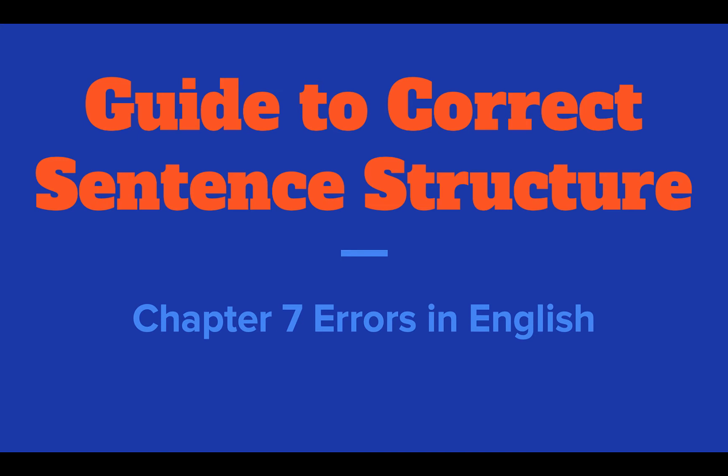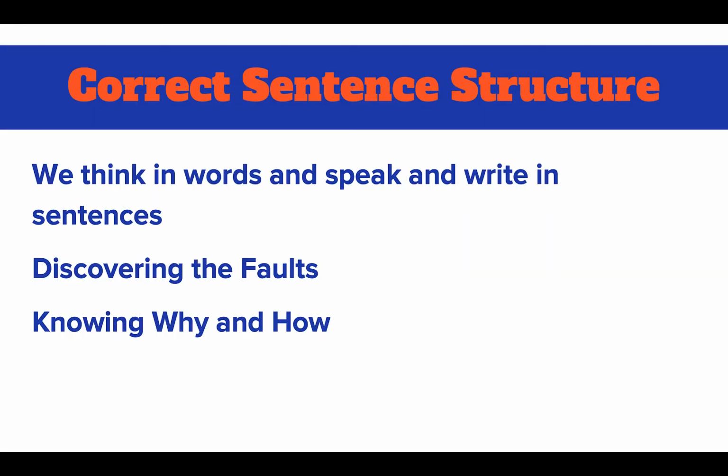Okay, this is a review of Chapter 7, Errors in English, Guide to Correct Sentence Structure. First, the chapter talks about how we think in words and speak and write in sentences. Speech is much less formal, as we've talked about before. It's when we formalize our thoughts into the written word that we create sentences.